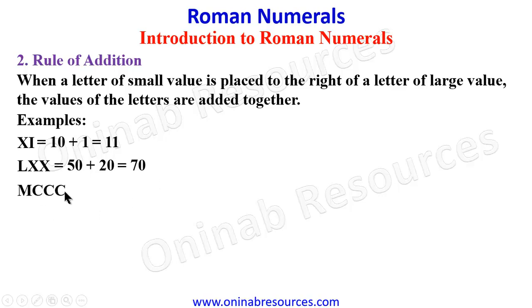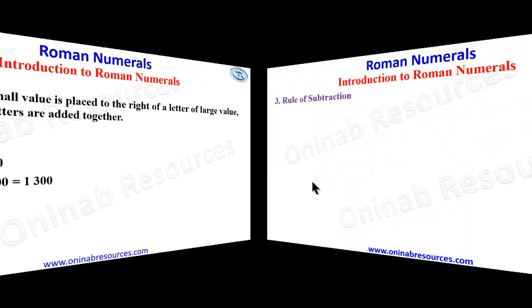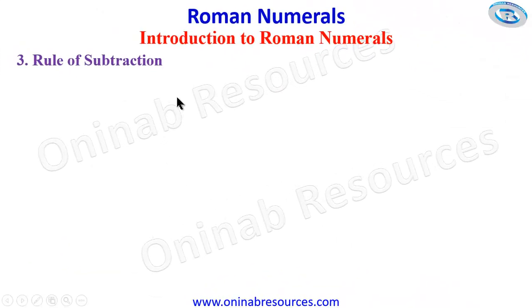We have MCCC. M is 1000, and C is 100. So what we do is we have 1000 plus 300. Since C is 100 and it is repeated thrice, it is going to be 100 times 3 to give us 300, giving MCCC to be 1300. And that's all for the examples on rule of addition. We then go for rule of subtraction.